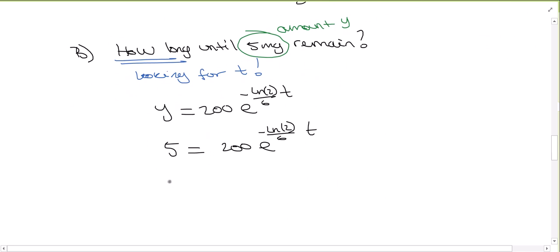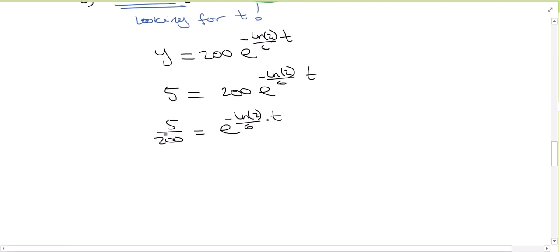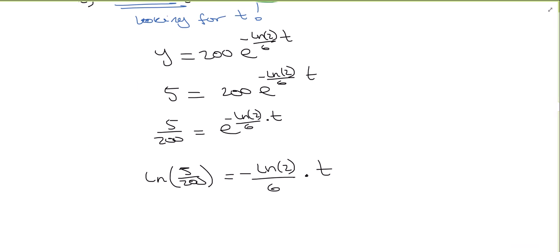So divide both sides by 200: 5 over 200 equals e to the negative ln 2 over 6 times t. And how do you get rid of the e? Convert it to a logarithm. So the natural log of 5 over 200 equals negative ln 2 over 6 times t. And now we want to isolate the t, so divide both sides by this.